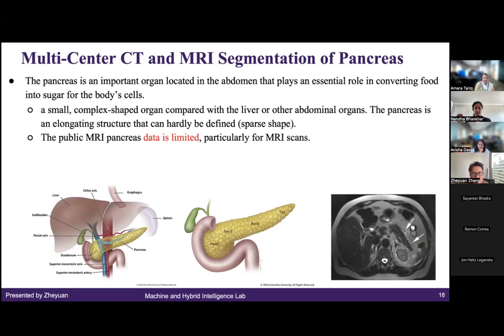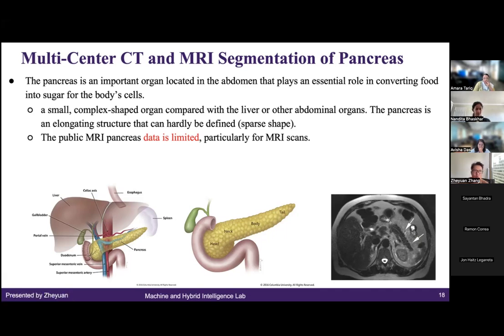The segmentation of this organ itself is very important. The shape of the pancreas is not fixed. It's a soft organ, so it might change over time. Particularly in the right image, we can see an MRI T2 image of the pancreas. The structure is very complex, and the boundary with other organs is not very clear, so it's hard to define and hard to segment.